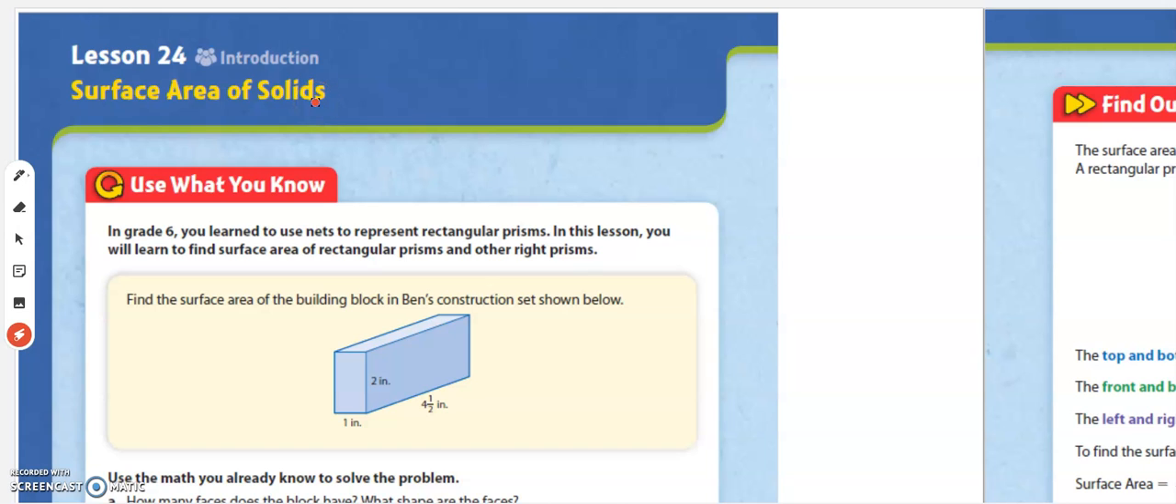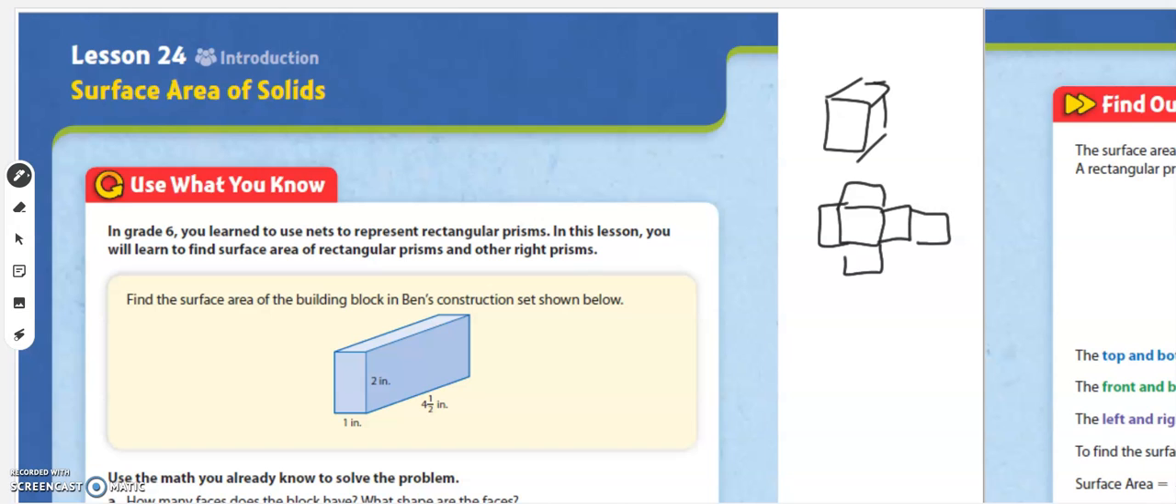Okay, so today we are going to talk about the surface area of solids. Back in the sixth grade, you dealt with using nets to find the surface area. That's basically where you take the cube or the square, whatever it is, and just flatten it out. So you get the bottom and the four sides and the top, and you find the area of each one and then add them all together.